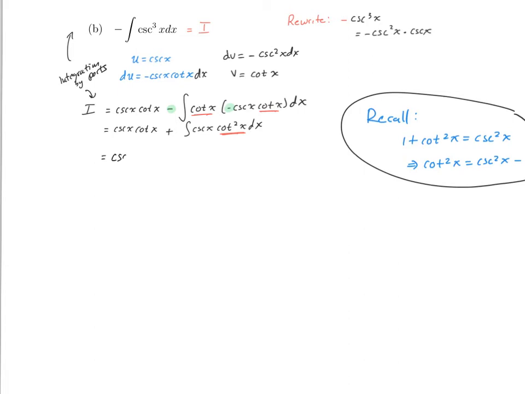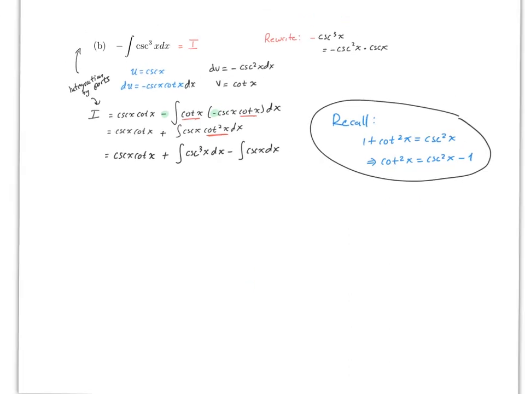we'll have cosecant x cotangent x. That part is not going to change for the rest of the problem. Plus, now this will be the integral of cosecant cubed x dx minus the integral of cosecant x dx by distributing in here. So if you multiply this by cosecant, you'll get cosecant cubed and then cosecant squared, just cosecant dx.